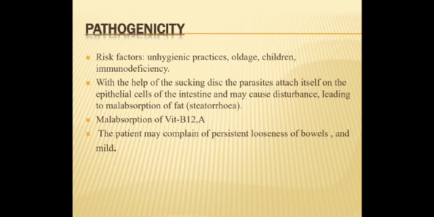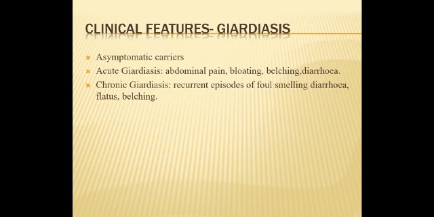Because of this, the patient may have persistent looseness of bowels, that is loose motion, and there may be a very mild lactose intolerance also. Now, what are the clinical features when these Giardia trophozoites are present in the duodenum? In many cases, around 60 to 70% of giardiasis are asymptomatic carriers. That means they will have the Giardia cyst in their duodenum, and on and off they will be having belching, bloating and all, and they will be passing cysts, asymptomatic. They may not have any major symptoms.